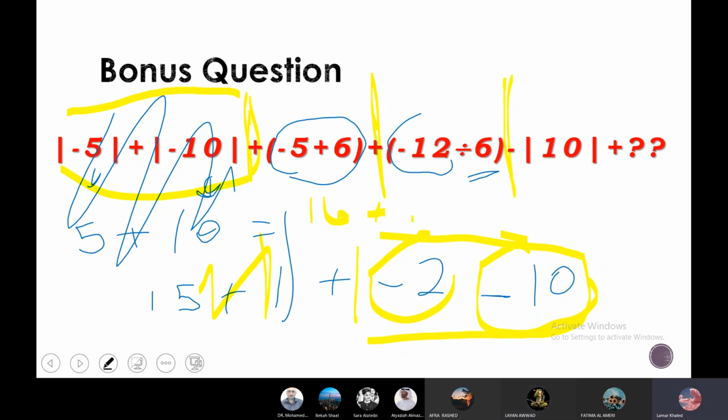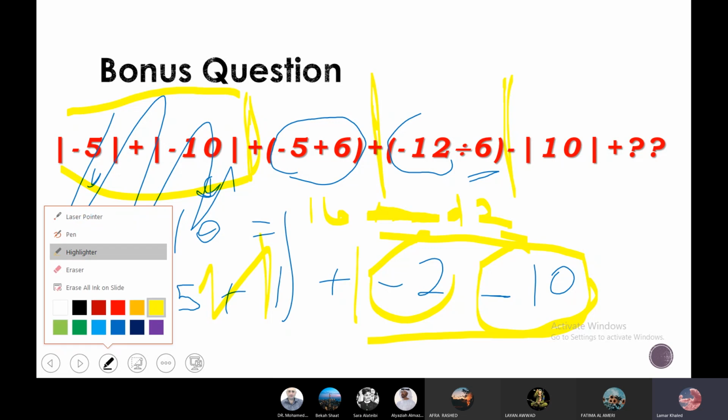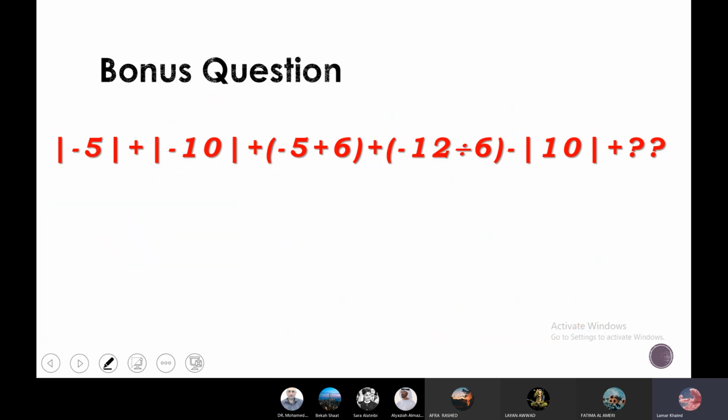Okay, so minus 12. We will have minus 12. 16 minus negative 12, what will the answer be? So let's just erase everything, and we said 16 minus negative 12 here.